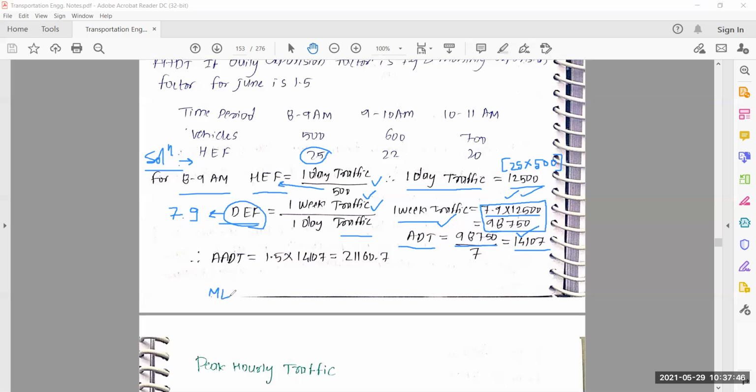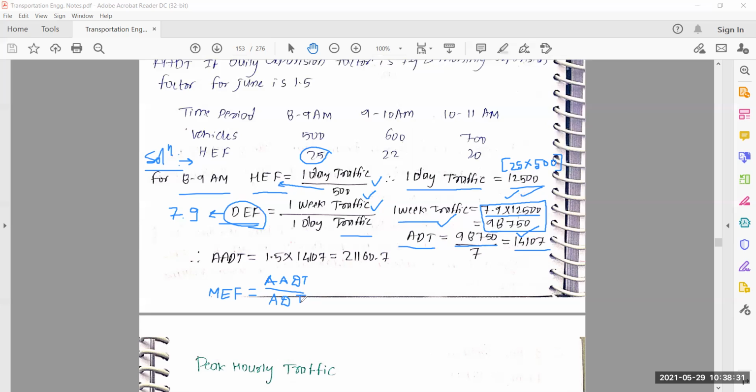Now we know the monthly expansion factor, MEF. Monthly expansion factor is equal to annual average daily traffic divided by average daily traffic.